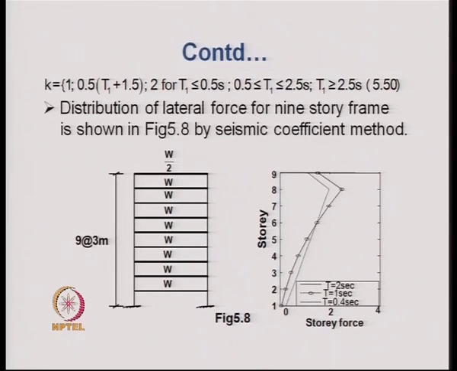There is a kink at the 8th floor level. This kink has come because of the sudden change in the weight at the top floor level. One can see that at the top floor level the weight of the structure is reduced to half. That is why this kind of kink is seen in the distribution.